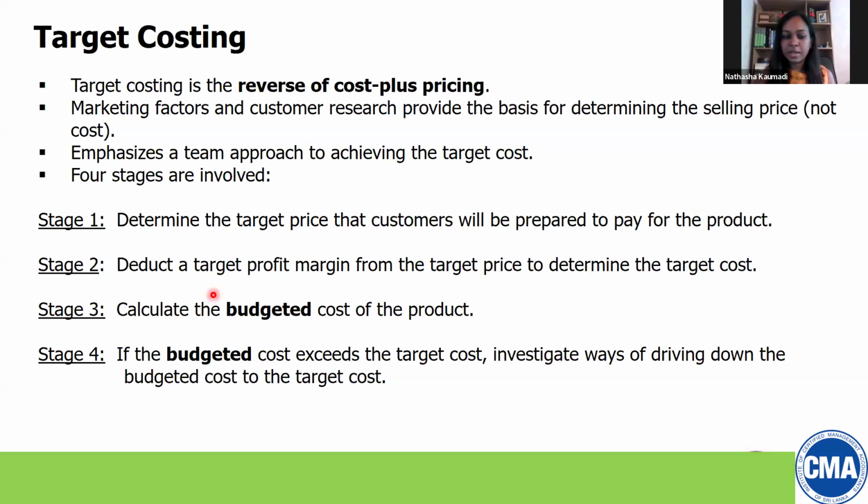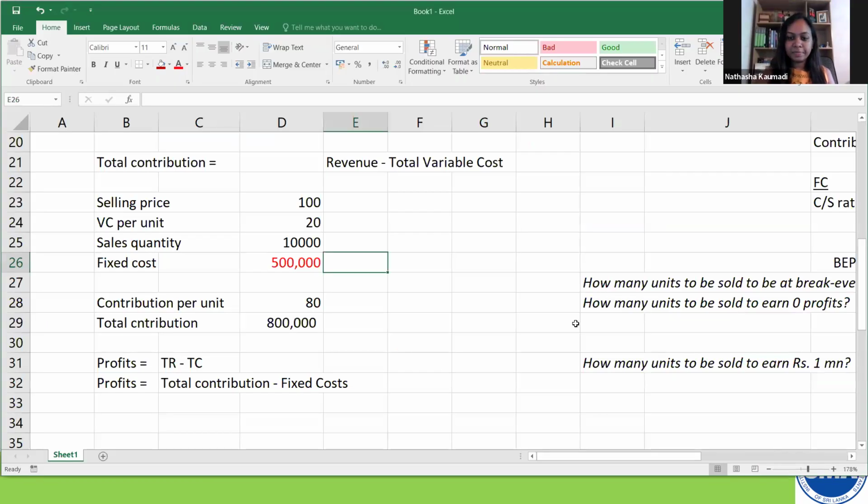There are 4 stages. You determine the target price that customers will be prepared to pay for the product. You first identify your price. Let's say based on the market leaders, the customers' demands, market conditions and all, you set the price first based on the competitors and everything. After a huge analysis, you set the price first, right? And then you deduct a target profit margin from the target price to determine the target cost. It's like this.